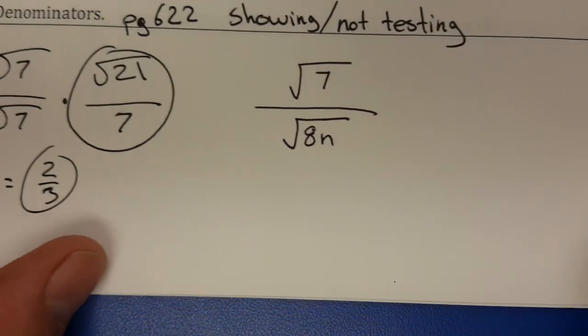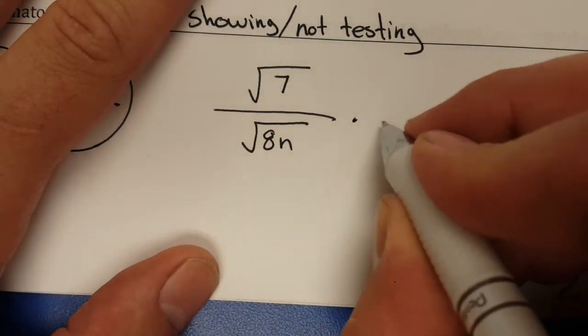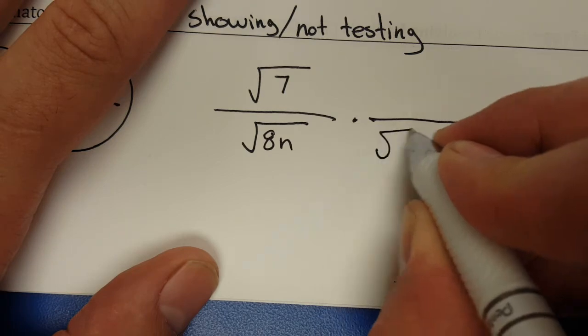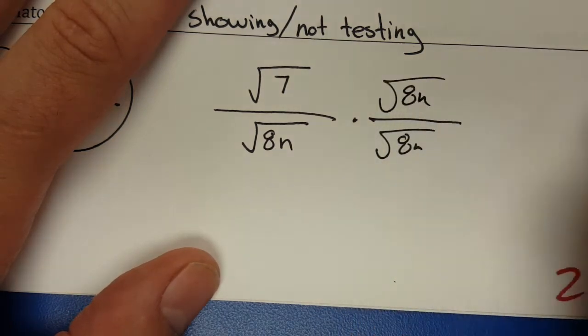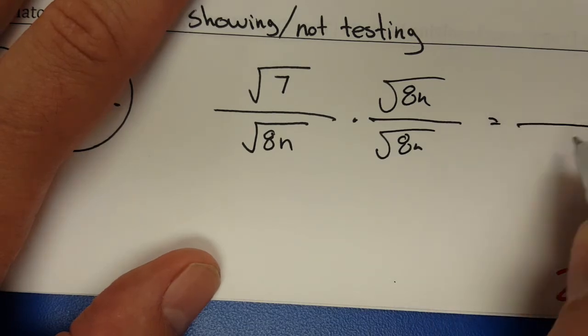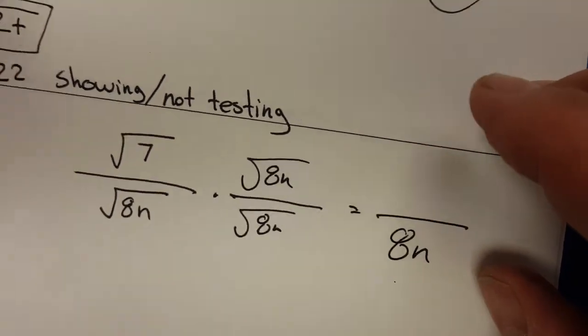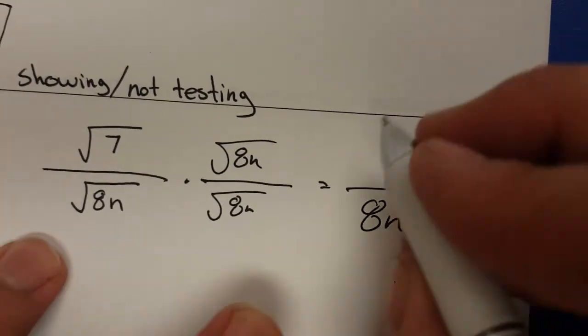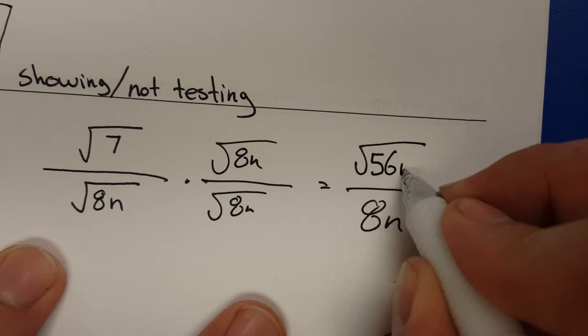Okay, the next one is basically the same thing, just looks a little more complicated. So here we go. Take u times the square root of 8n. I'm going to take u times the square root of 8n. So the bottom denominator is going to be 8n. Okay. Then I got to mix the 7 and the 8. I'm going to make the square root of 7 times 8, which is 56n.